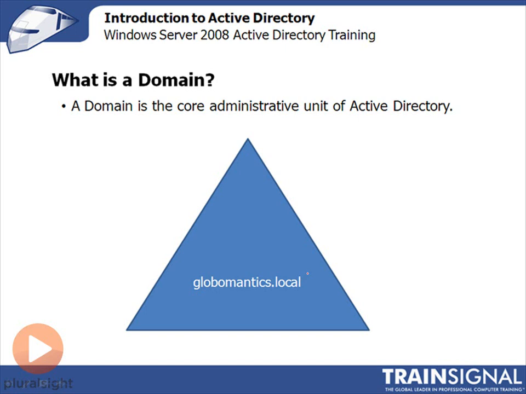And on the screen, you might be thinking to yourself, well, why is there this big blue triangle? Well, this big blue triangle is a representation of a domain. The triangle is the universal symbol for a domain. And when you see different charts, different network diagrams showing domains within Active Directory, they should be represented as triangles. They're not always. I have seen circles and things like that, but they should be triangles. And then the name that I have here, globalmantics.local, is of course the first domain that we will be creating in this course.